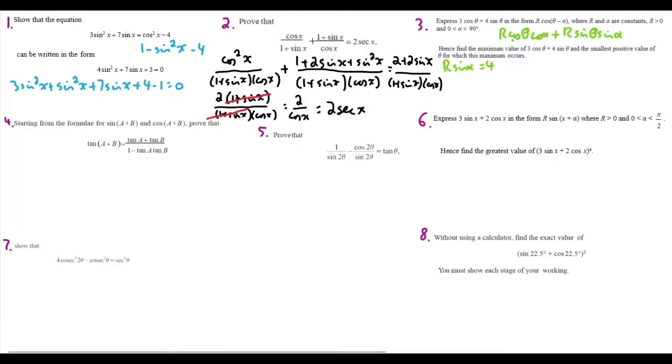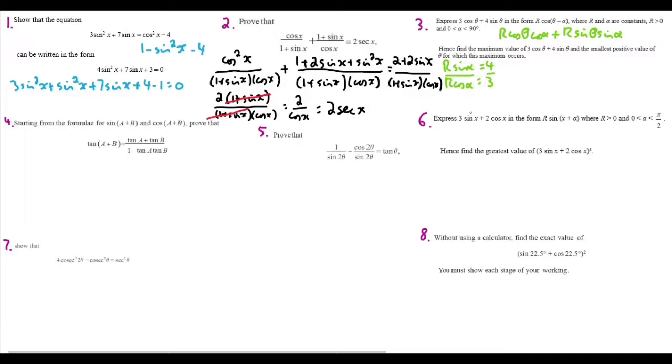Similarly, looking here, we've got a cos theta accounted for, but this r cos alpha is in place of this 3. So r cos alpha must equal 3. From here, what we can do is we can divide these two expressions.